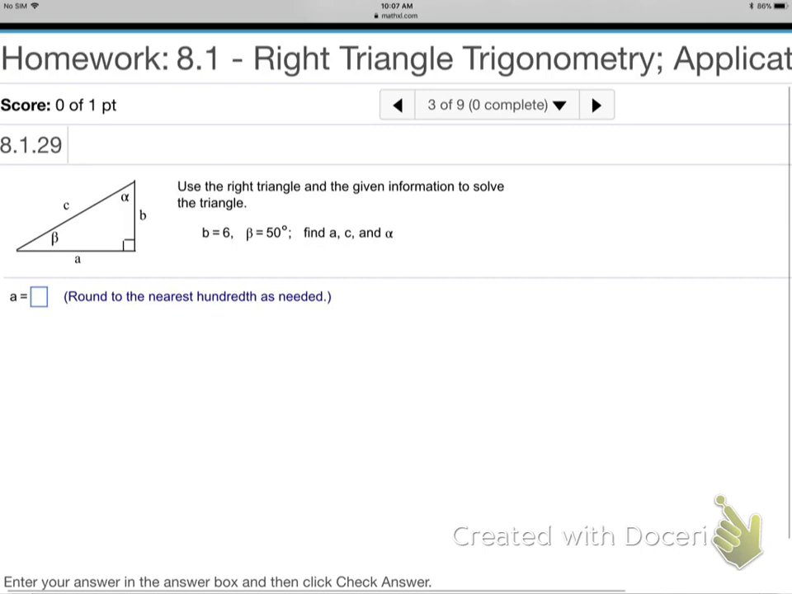Try that one. So they're giving me B is 6. I think you've done all these before. Know just how to do them. B is 6. Beta is 50 degrees. Notice how they said they're going to do these solve the triangle things.